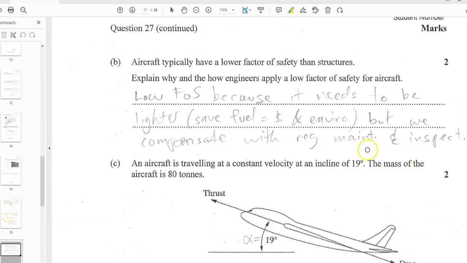Okay. Why do planes have low factor of safety? Low factor of safety is bad. Elevators have really high factors of safety, and they're incredibly safe.